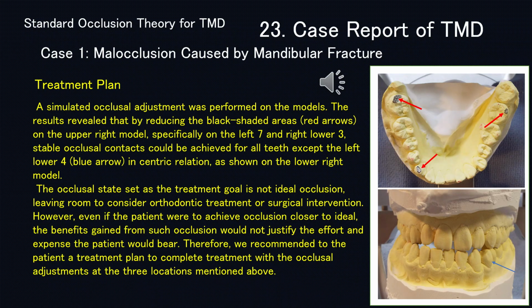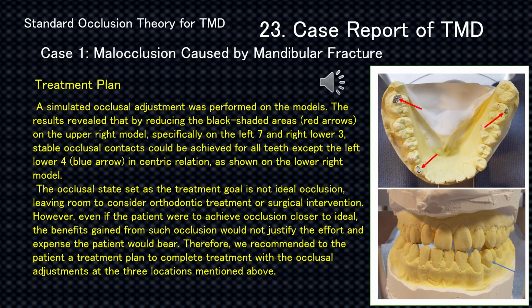Treatment plan. A simulated occlusal adjustment was performed on the models. The results revealed that by reducing the black shaded areas (red arrows on the upper right model), specifically on the left 7 and right lower 3, stable occlusal contacts could be achieved for all teeth except the left lower 4 (blue arrow) in centric relation, as shown on the lower right model.